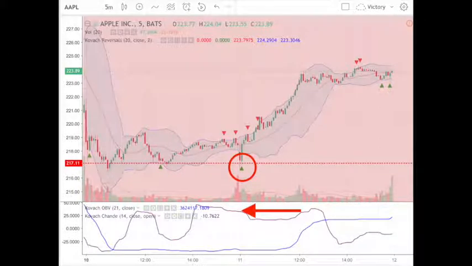Note also that the Kovach momentum indicators have lit up for a second, indicating that the gas is let off and it might be a good entry point for a long trade.